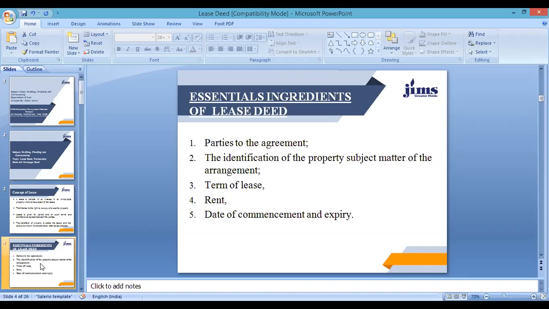Third is the term of lease. There must be some rent which needs to be paid by the lessee to the lessor. Thereafter, the lease deed must contain the date of the commencement of the lease and the expiry of the lease. As far as how a lease is made is concerned, you may refer to Section 107 of the Transfer of Property Act 1882, which lays down that a lease of immovable property from year to year or for any term exceeding 1 year, reserving a yearly rent, can be made only by registered deed.